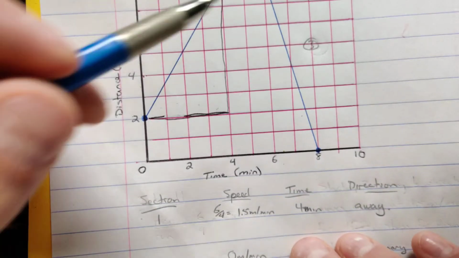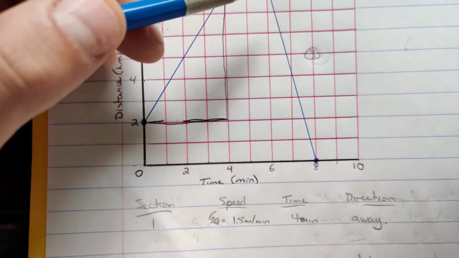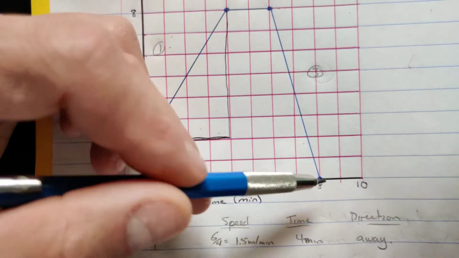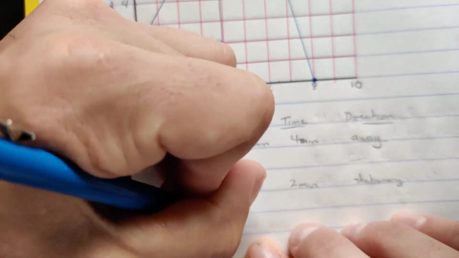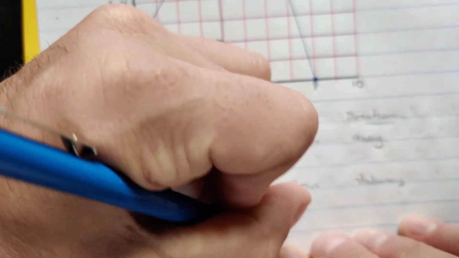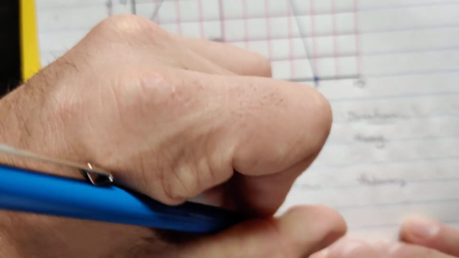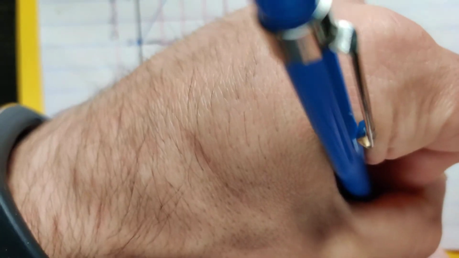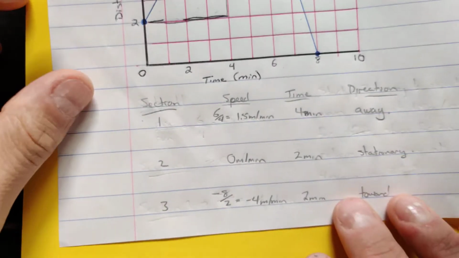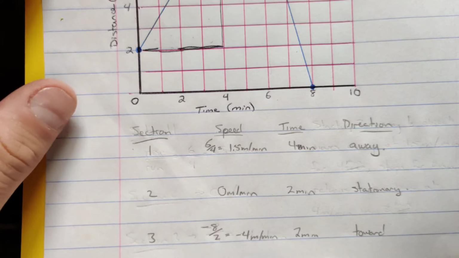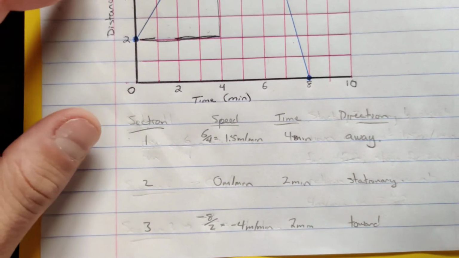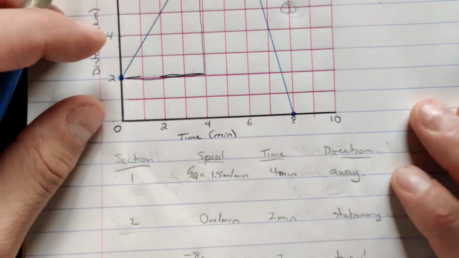And then in the final section, we're traveling back towards the starting point. So we have a rise of -8 and a run of 2. So -8 over 2, which is going to give me -4 meters per minute. And so that is over 2 minutes. And that is toward the origin point. So we can use that table to now write out a little descriptor here.